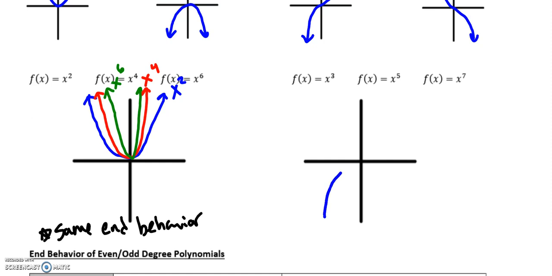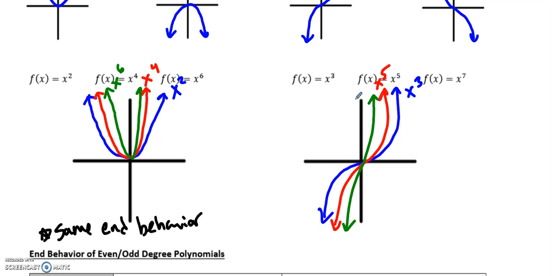So I have my x to the third. We've seen his parent graph. If I take it up a step, x to the fifth still goes through the origin. He's just going to be skinnier or grow faster. So there's x to the fifth. Take it up another step, I have x to the seventh. And it's going to get closer and closer and closer to looking like a vertical line. But the key here again is that everything that's an odd exponent in terms of degree is going to have opposite end behavior.